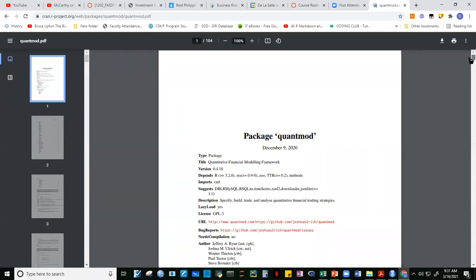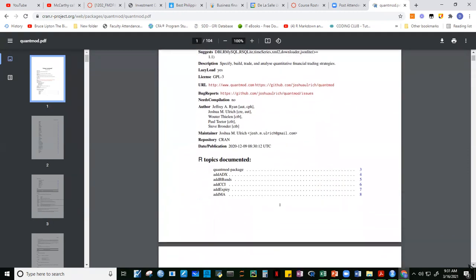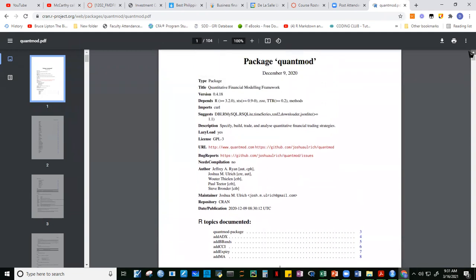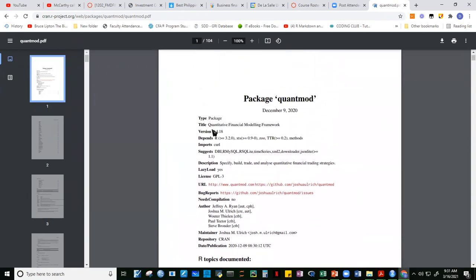So that brings us to the Quantmod package. If you take a look at the description of this, it's a package. The title is Quantitative Financial Modeling Framework. The current version as of December 9, 2020 is version 0.4.18. And it depends on R, which should be greater than version 3.2, the XTS greater than 0.09, and the TTR should be greater than 0.2.